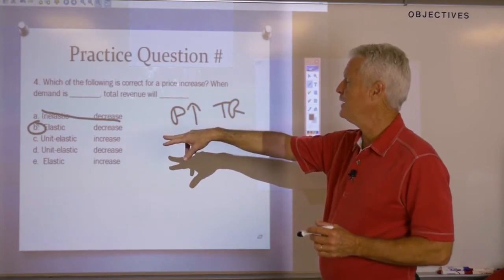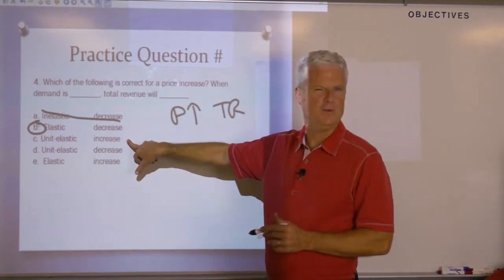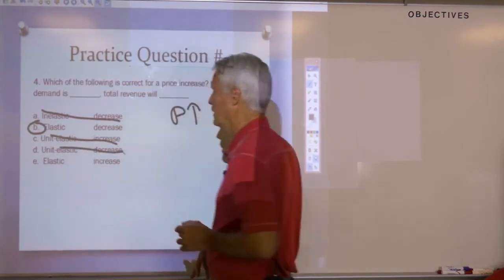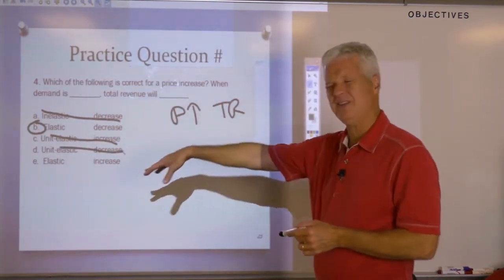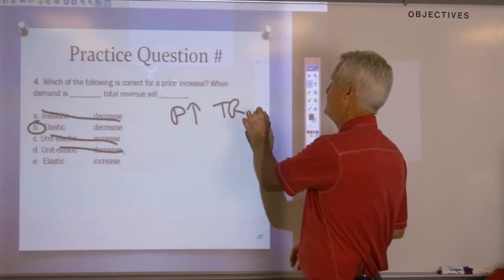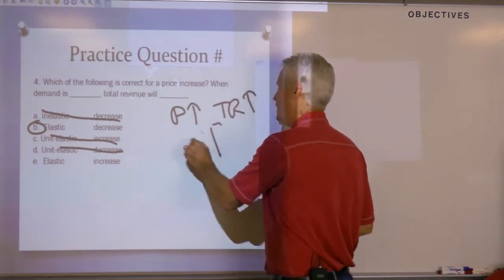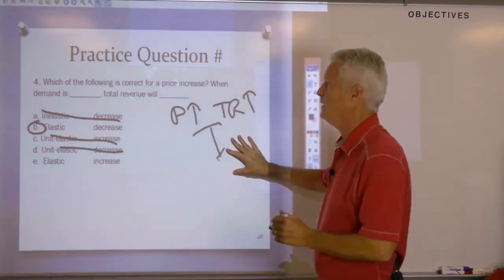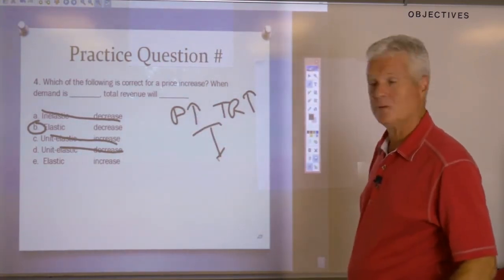When the demand is unit elastic, total revenue will be unchanged. That's wrong. Elastic increase, now it's inelastic, right? Where it increases, inelastic, right? Because it looks like an I. Price increases, total revenue increases, that looks like an I, so that'd be inelastic. Okay, so your answer is B.